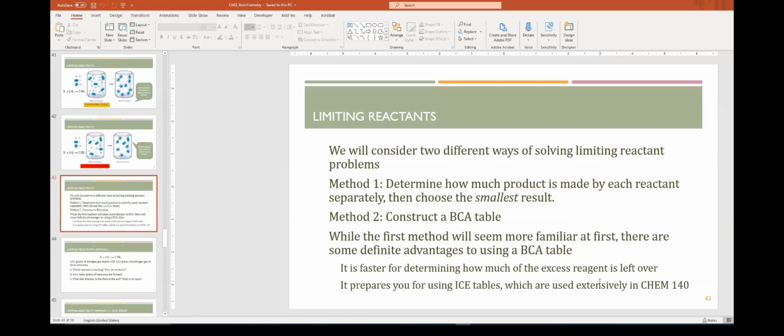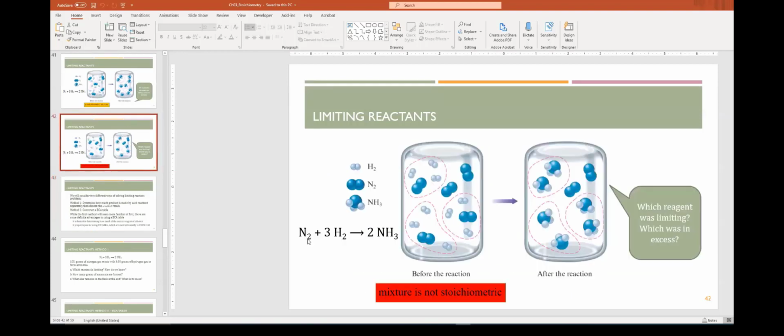So we're going to look right now at a couple different ways of addressing limiting reactant problems. Method number 1 is probably the way that you're used to seeing it. And that is what we do is we solve the stoichiometry problems twice, once for each of the reactants, and then we choose the smallest result. For example, in looking at this picture, how many ammonia did we make? How many ammonia molecules? We made 2, 4, 6.